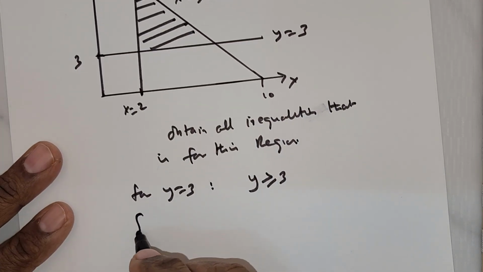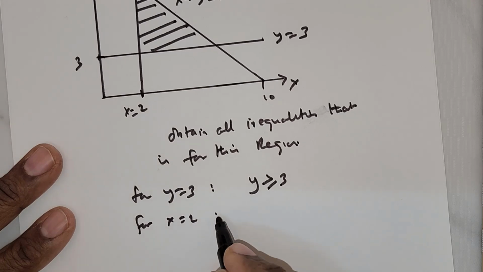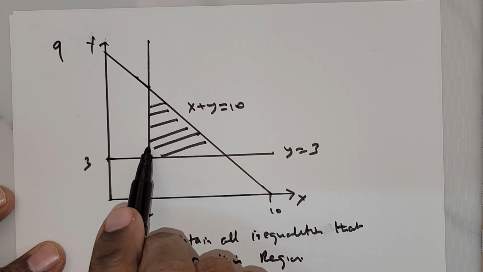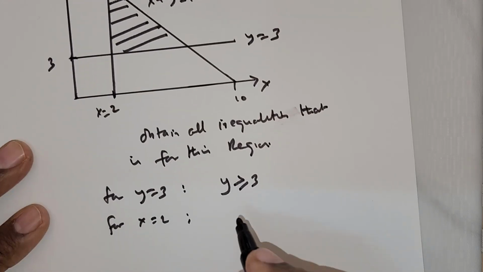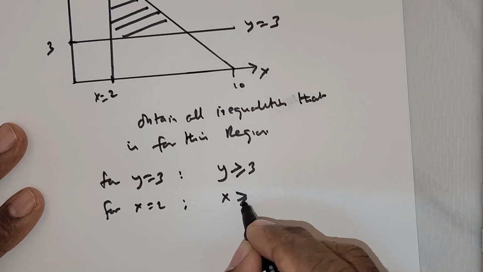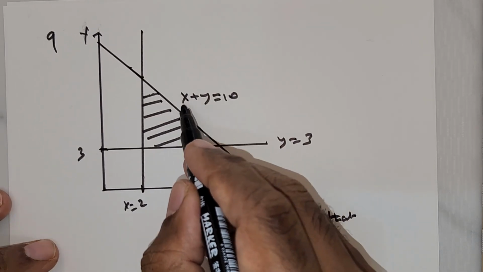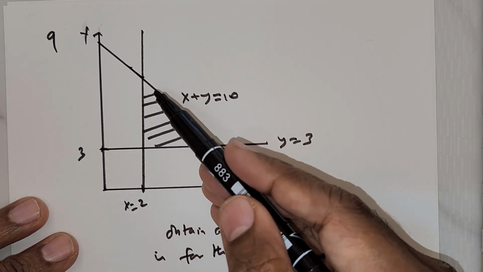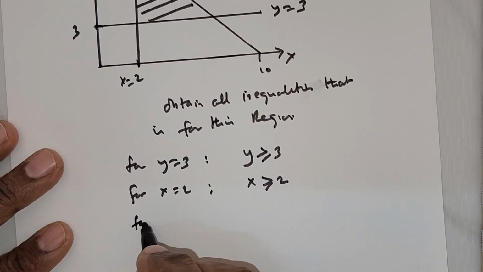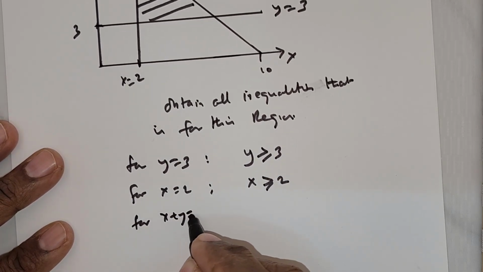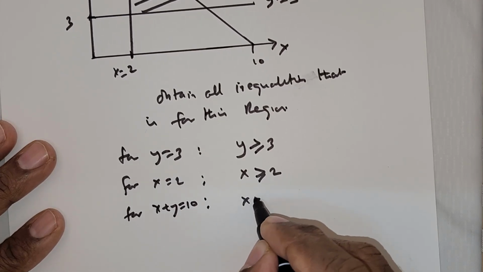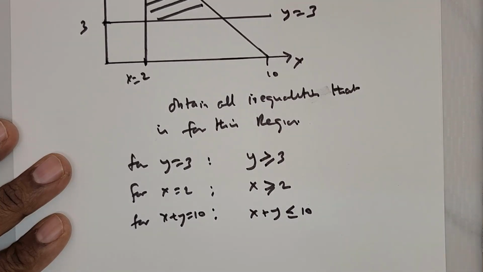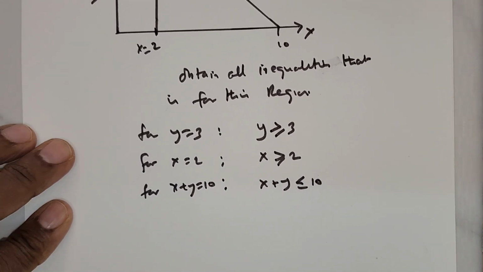Next, x is equal to 2. For x is equal to 2, we are looking for the region that is to the right of this x is equal to 2. So the inequality associated would be x greater than or equal to 2. And then you have the line x positive y is equal to 10. So the region that we are looking at is below this line, so we are looking for the region that is less than or equal to 10. So this is exactly the solution that we need to provide.